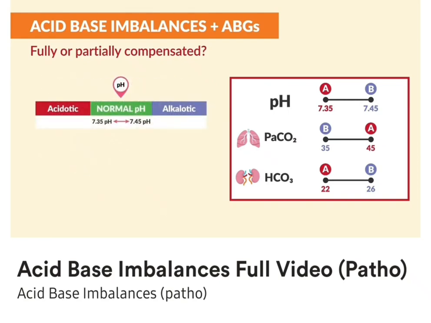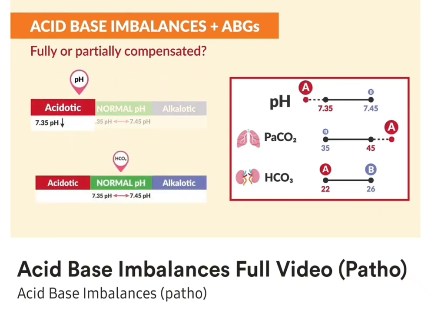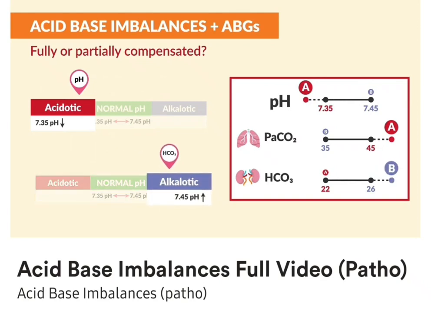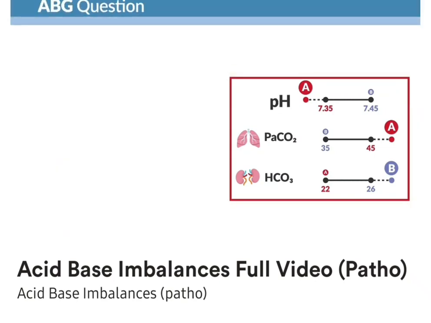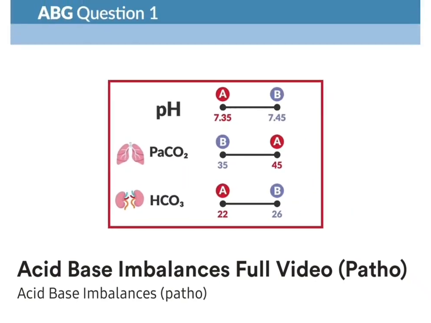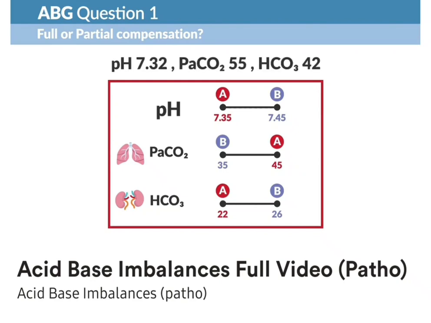So for example, say the pH is acidic. Then bicarb, that base, will try to increase to balance it out. If pH is still acidic, but bicarb is high, then it's partially compensated. So let's do an example question to see this in action. ABG question 1, full or is it partial compensation? So looking at our numbers here, pH is 7.32, we have a CO2 at 55 and HCO3 at 42. So we fill out our marching band suit like normal. Step number 1, the pH is acid, 7.32.